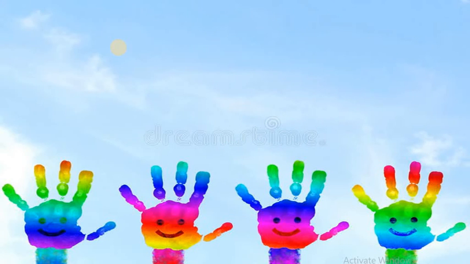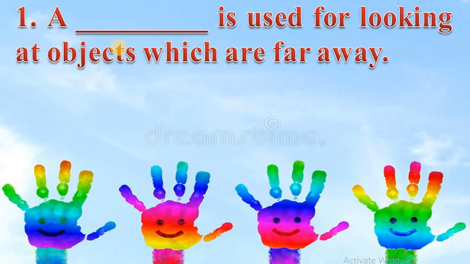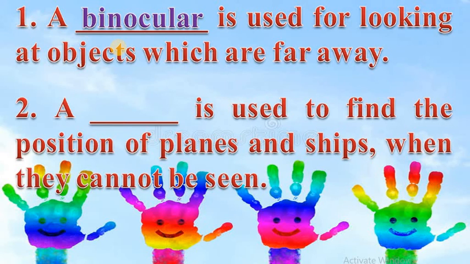Now, our lesson is complete. I will revise all of our lesson number 27. First one: a blank is used for looking at objects which are far away. Answer is binocular. Number 2, a blank is used to find the position of planes and ships when they cannot be seen. Answer is radar.